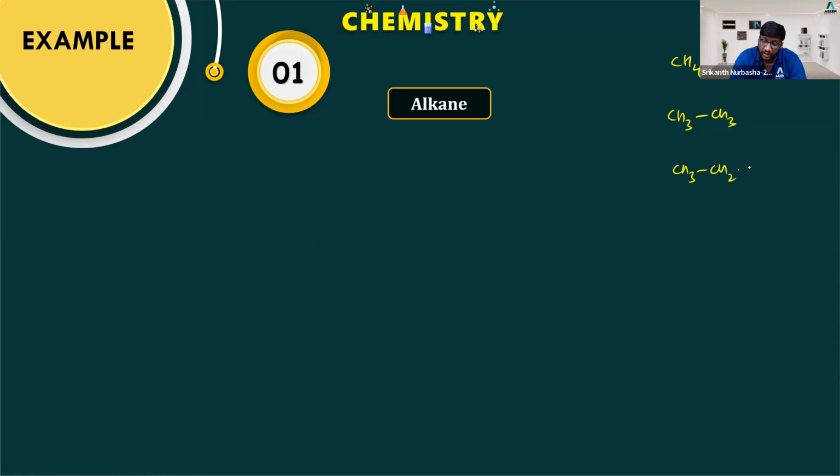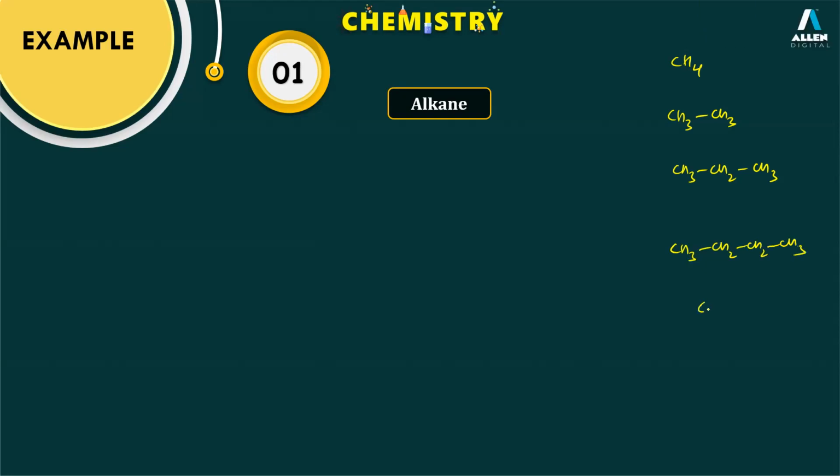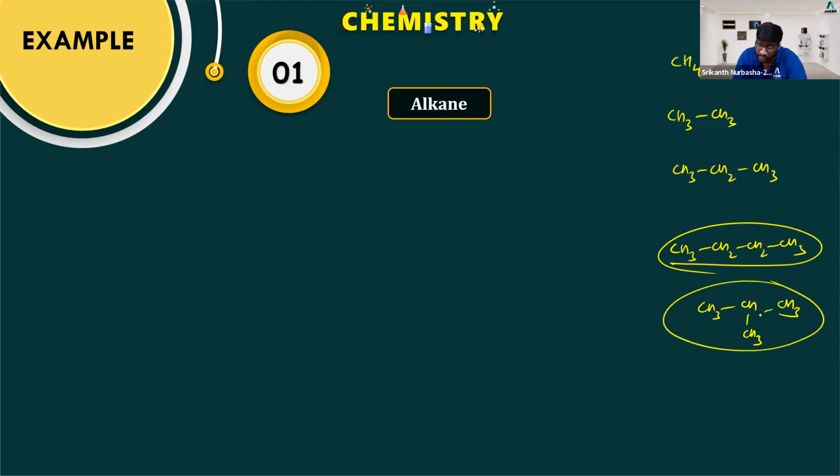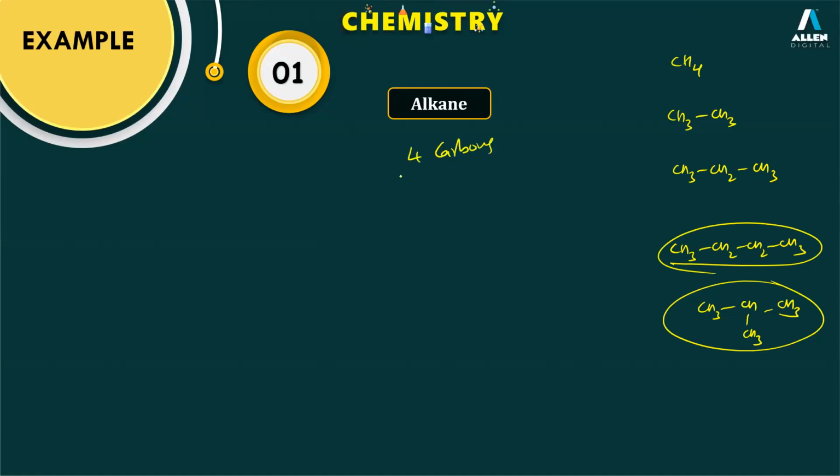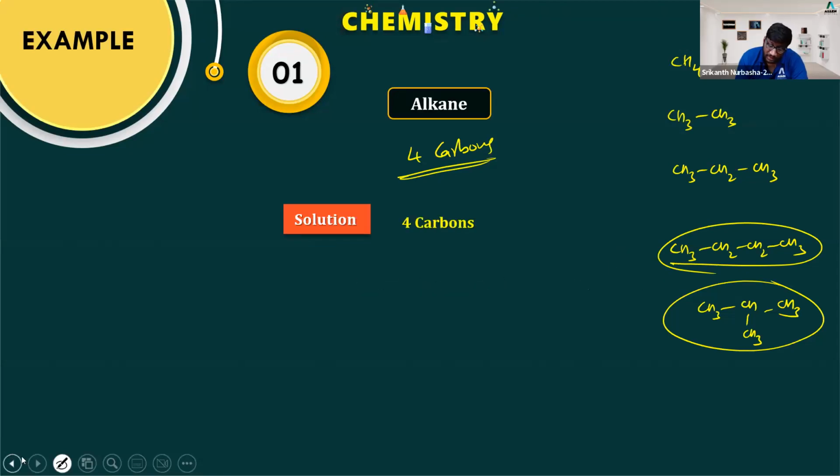If you have propane, is there a possibility of chain isomerism? No. If you have butane, CH3, CH2, CH2, CH3, and CH3, CH, CH3, CH3. So if I have butane, I will have a difference in the chain, that is, a difference in the number of carbon atoms in the long chain. So what is the minimum number of carbon atoms required for alkanes to show chain isomerism? 4 carbons. The solution is 4 carbons.